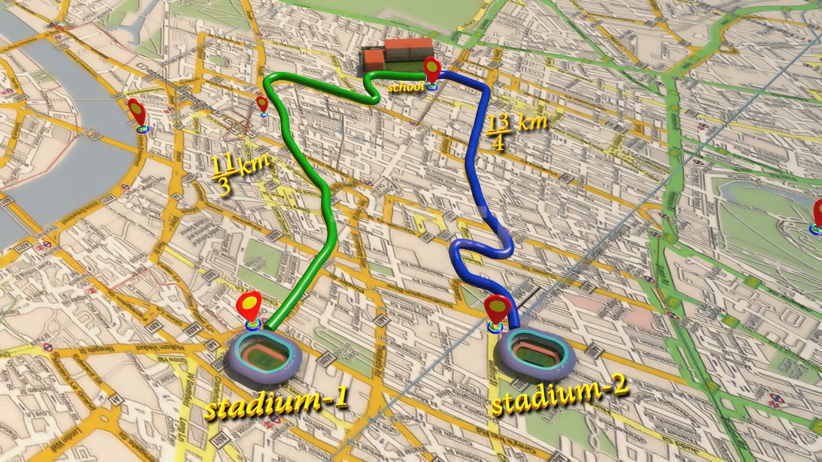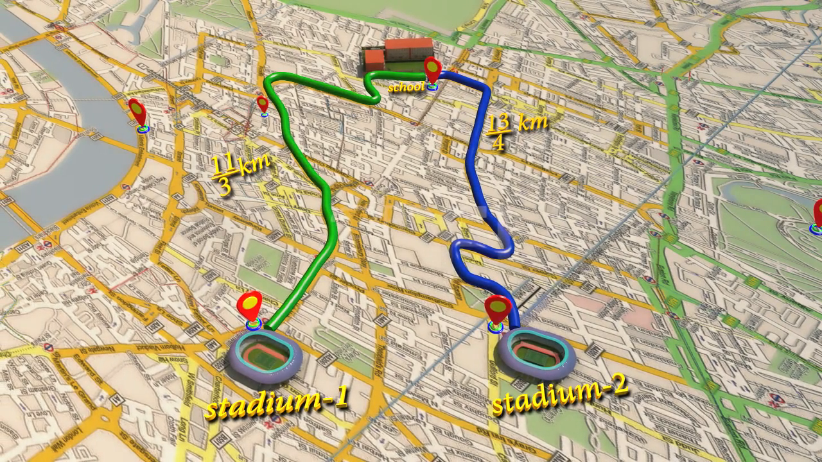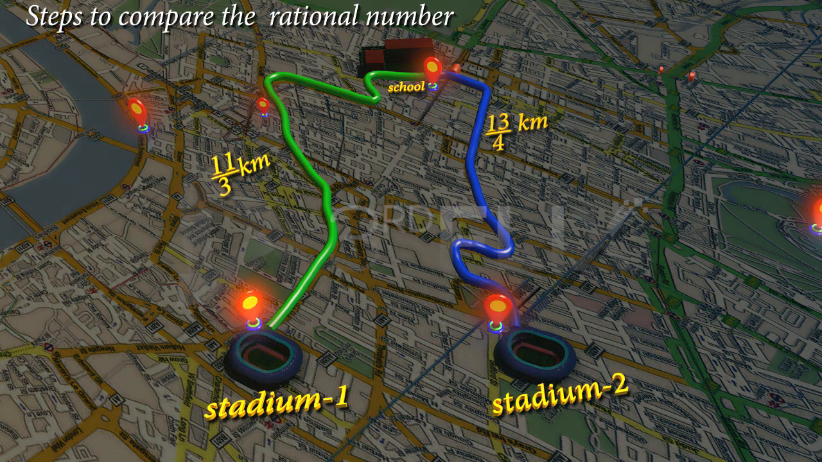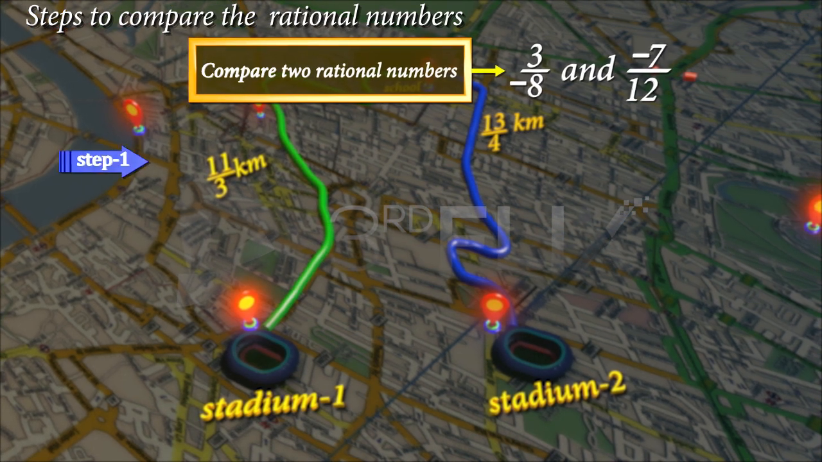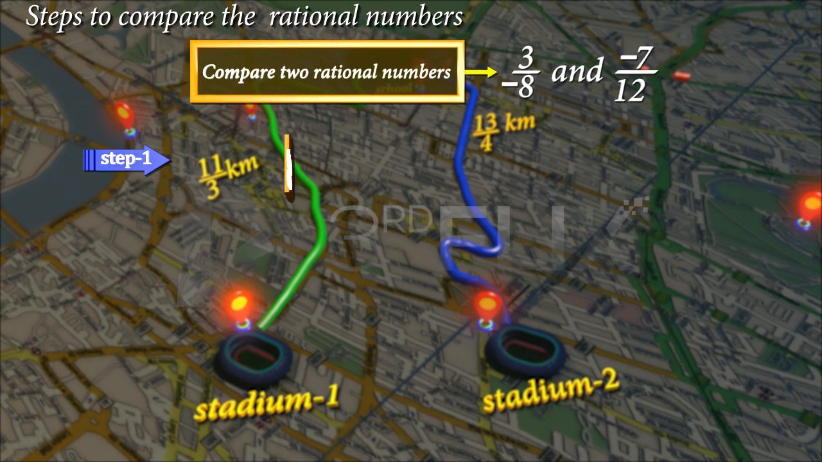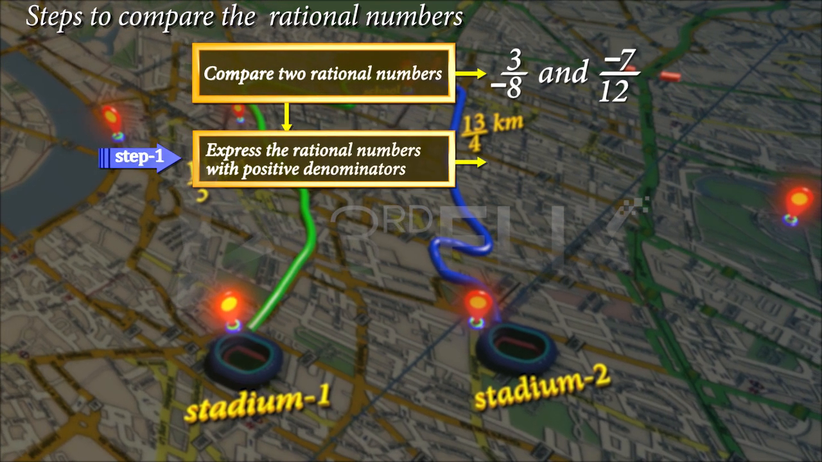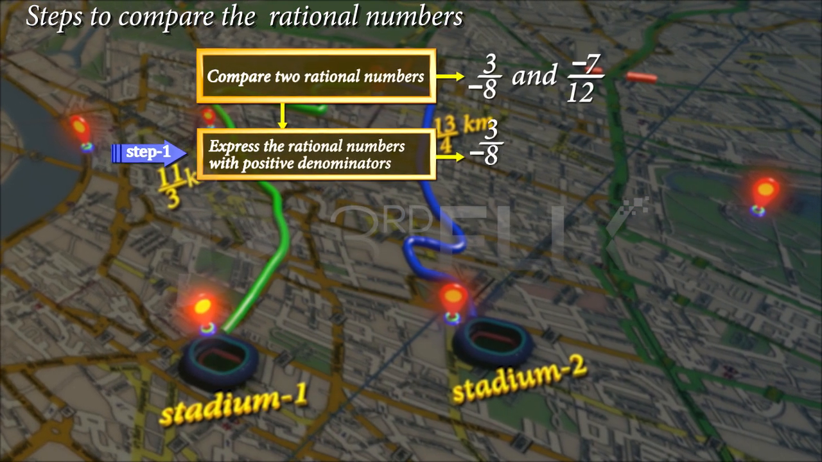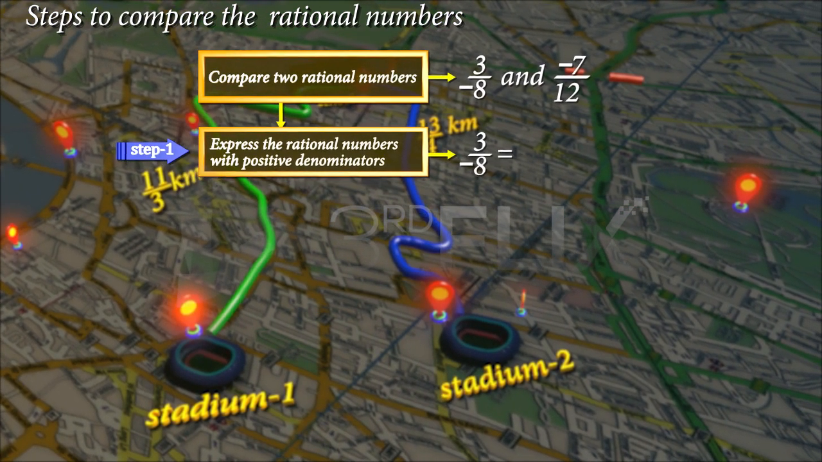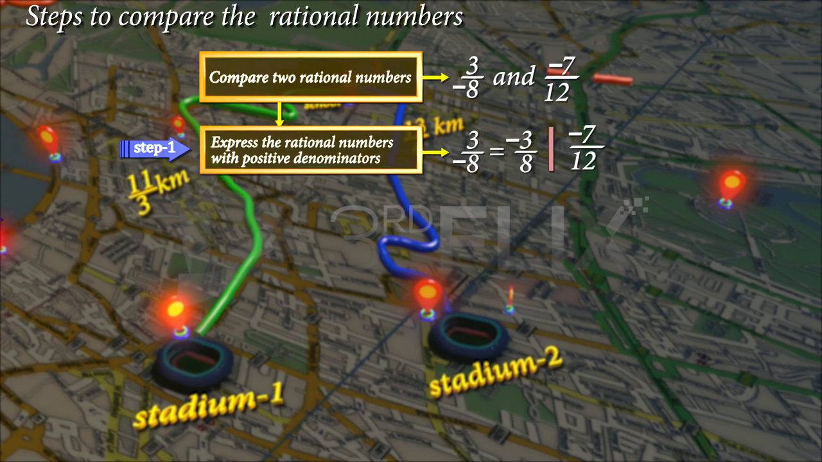In order to solve this type of problems, we need to learn comparison of rational numbers. Compare 3/-8 and -7/12. Step 1. Express each of the 2 given rational numbers with positive denominator. 3/-8 equals -3/8.